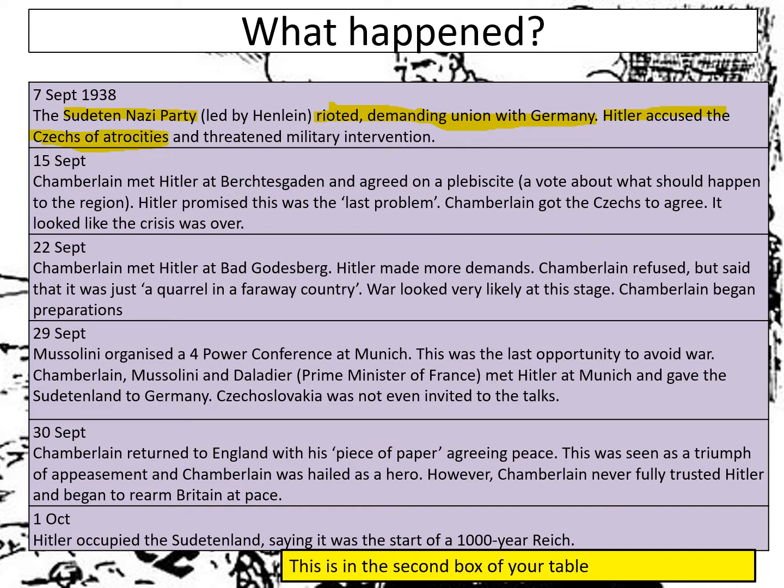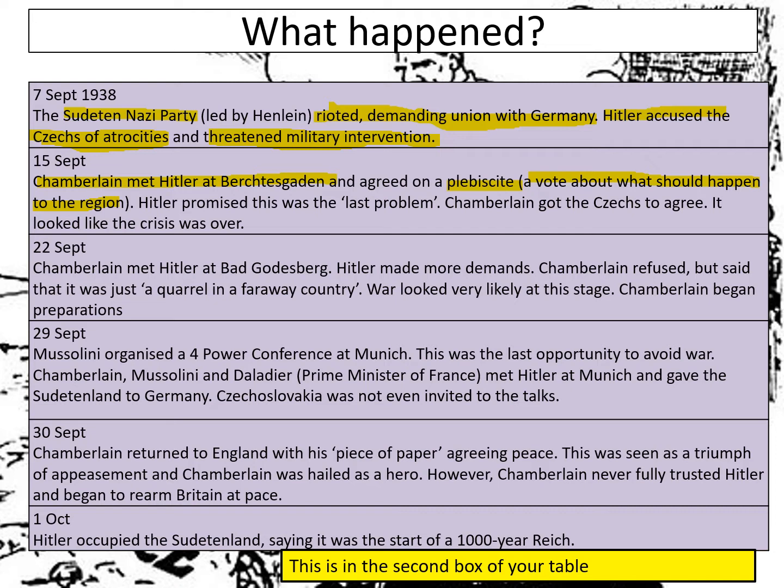They accused them of atrocities, of doing bad things to the Germans who lived there and treating them less well than the Czech population. And he threatened military intervention. In other words, he threatened to invade. This immediately got the world in panic because it seemed as if Hitler might actually go to war over the Sudetenland. So Chamberlain, the British Prime Minister, decided to fly to Germany, went to Berchtesgaden and agreed that the people of that area, so a particular part of the Sudetenland, not the whole of the Sudetenland, they'd get a vote about what should happen to that region.